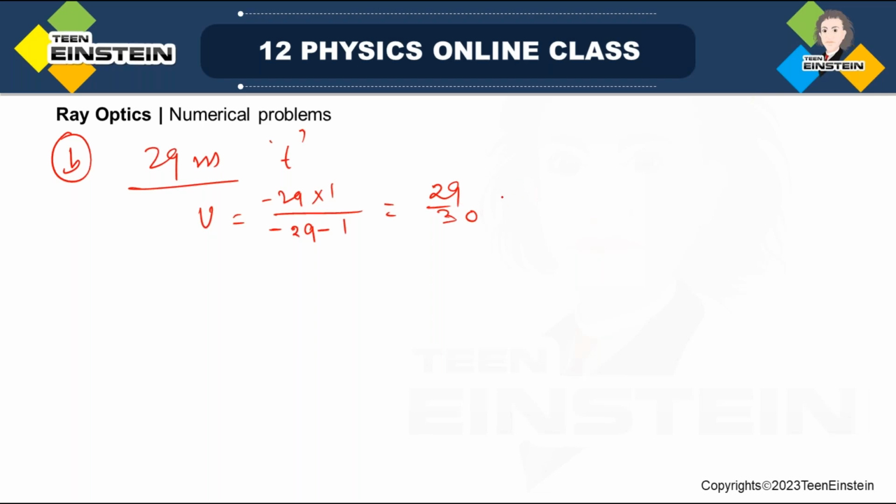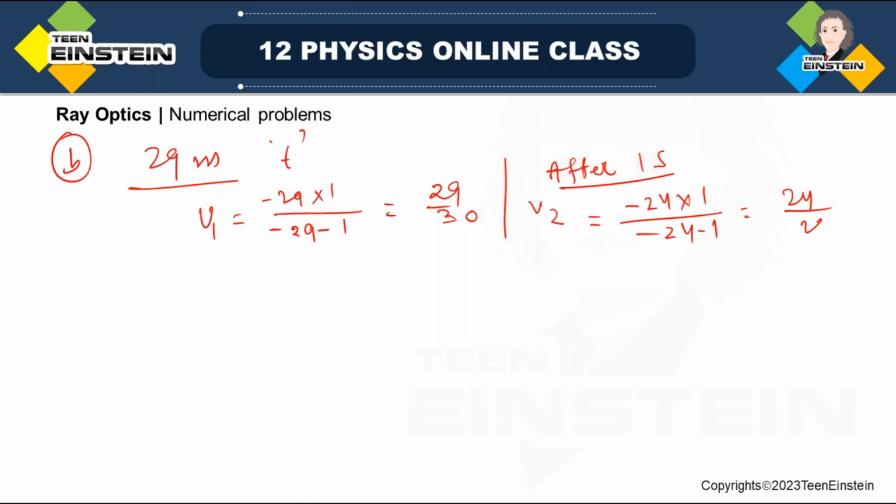Now after 1 second, so this is V1. After 1 second, V2 will be again 5 meter less of that, so 24 into 1 divided by 24 minus 1. So 24 by 25. So now you take the difference of that.